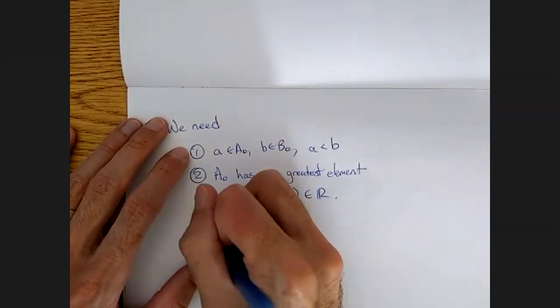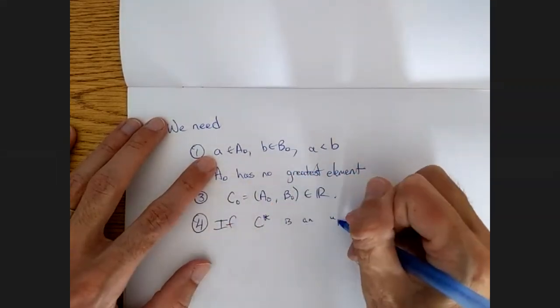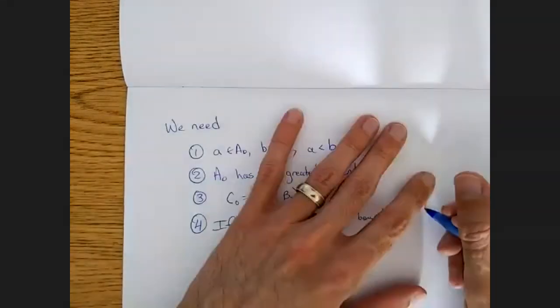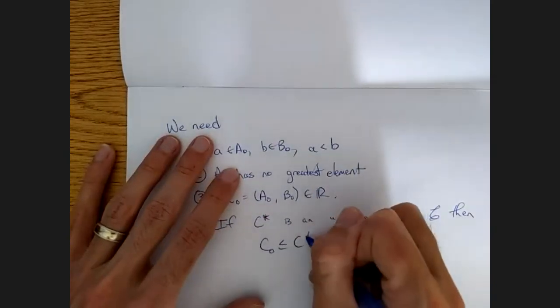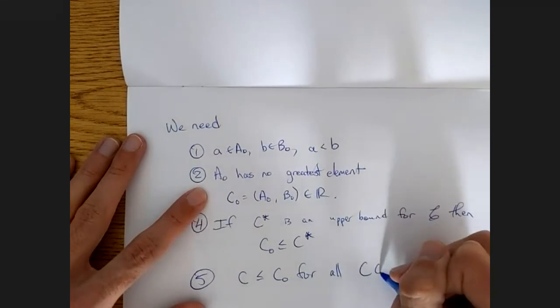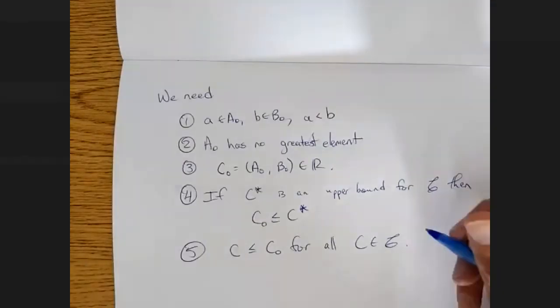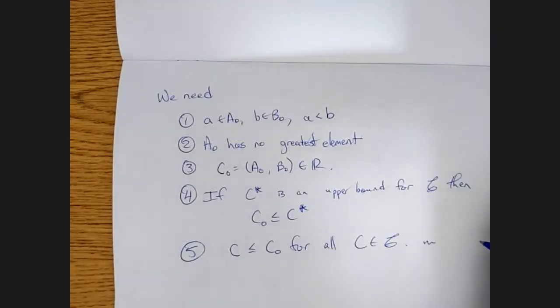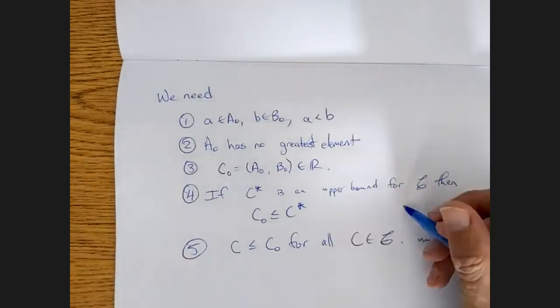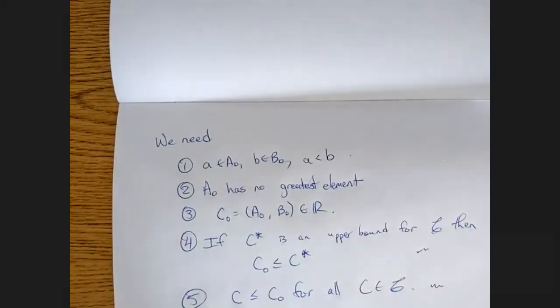The fourth thing is that if C is in C, then C is less than or equal to C naught, and fifth, C naught is less than or equal to C star. That'll prove that this C naught is the least upper bound of C by construction. So that's the easiest one. This is also not too bad. To me, these two are the hard ones. We'll try and finish this on Wednesday anyways.